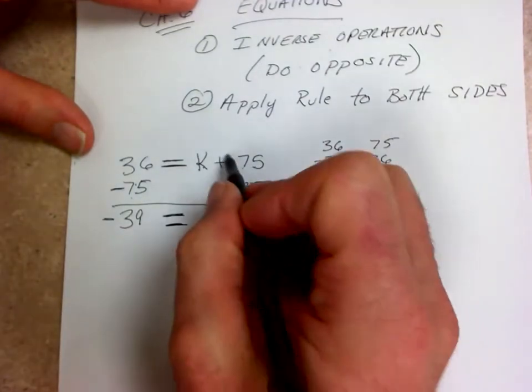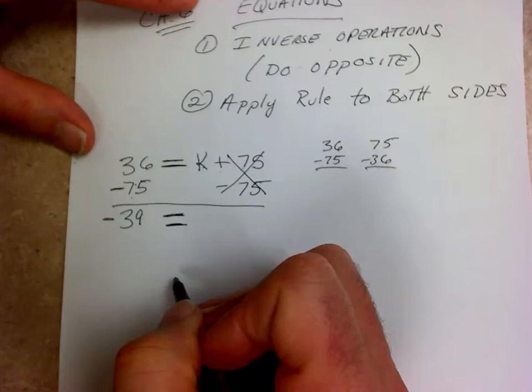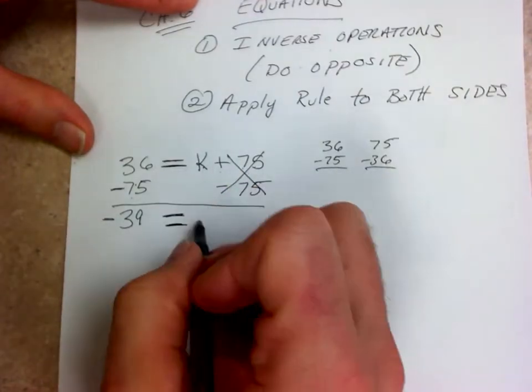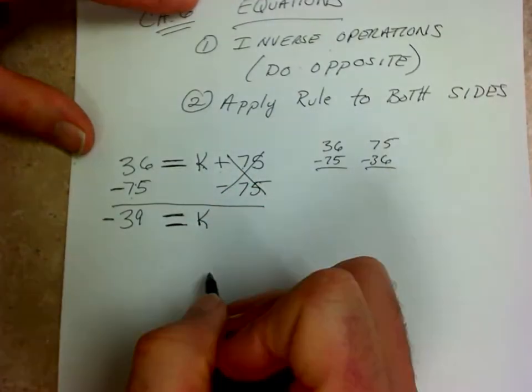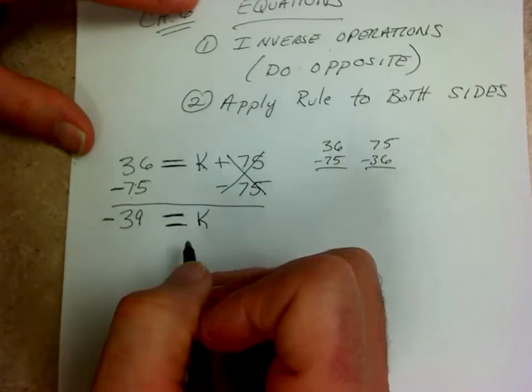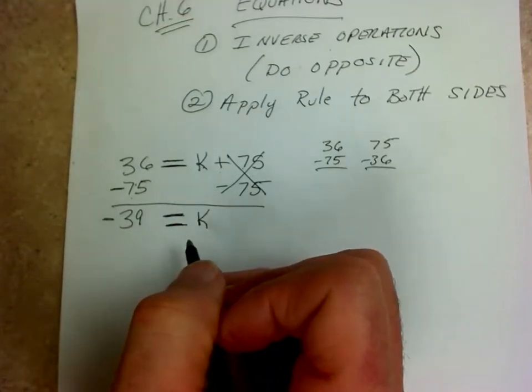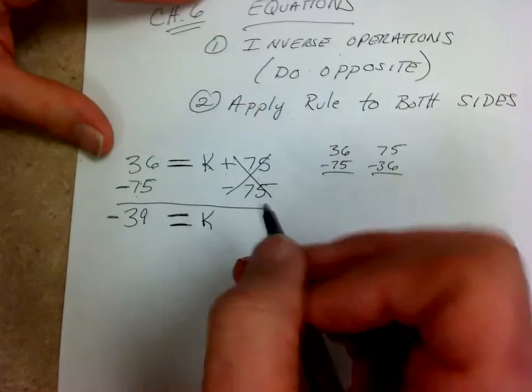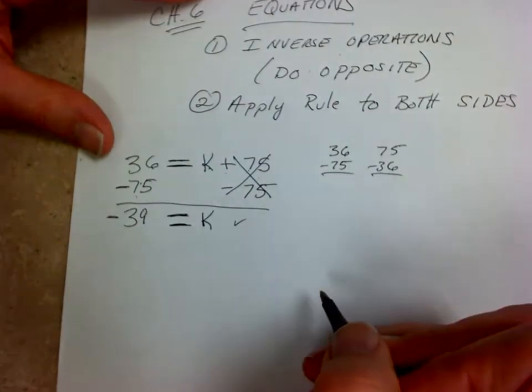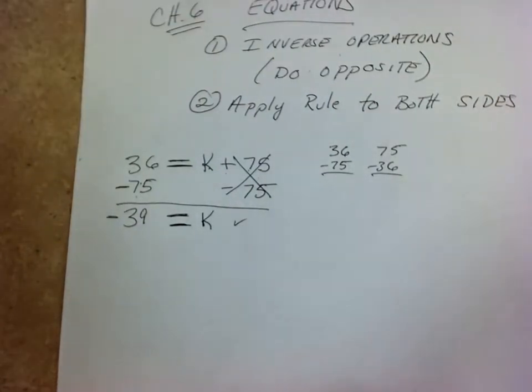Over here, 75 minus 75 goes to 0, so we can eliminate those. The only thing we have left on this side of our equation is our variable k. K equals negative 39, exactly what we wanted to figure out. Short, sweet, done.